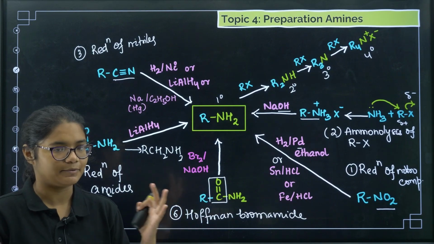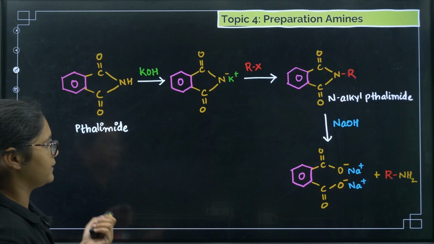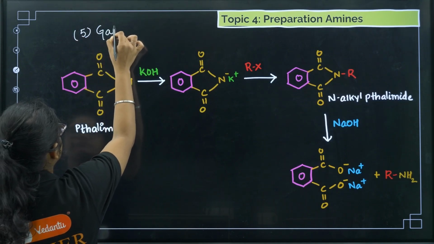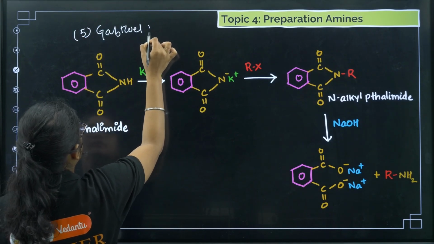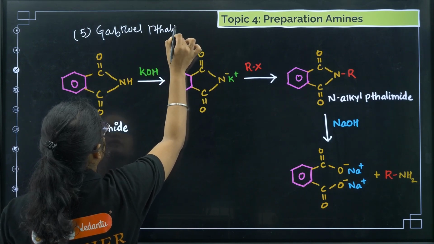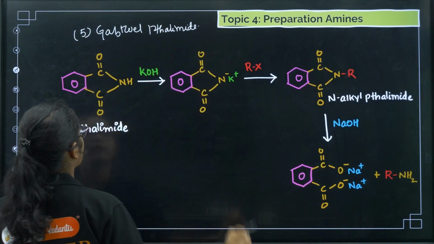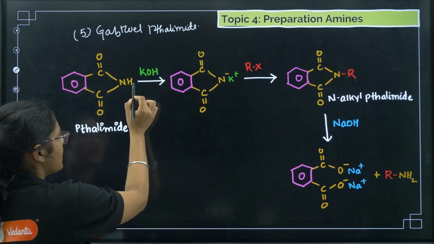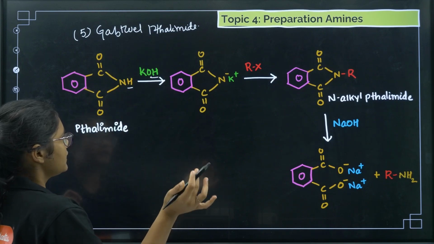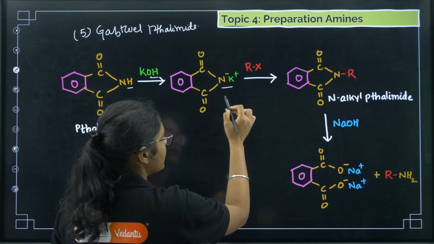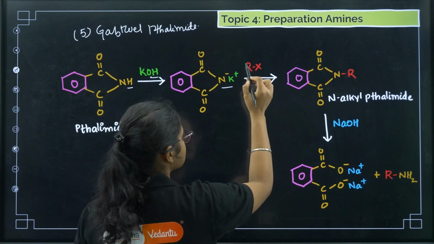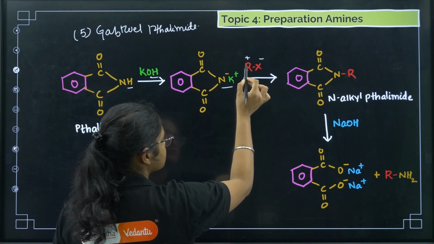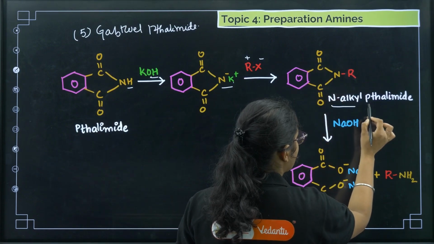Now you will be asking where is the Gabriel phthalimide method, so that we will see here. This is the fifth method, the Gabriel phthalimide reaction. First we take phthalimide, then you treat it with KOH. This H and this OH form water and we get a potassium salt of this. Next you treat with RX. Now this is minus, this is plus, so plus will come here, minus will go there, and we get N-R. This is called N-alkyl phthalimide.